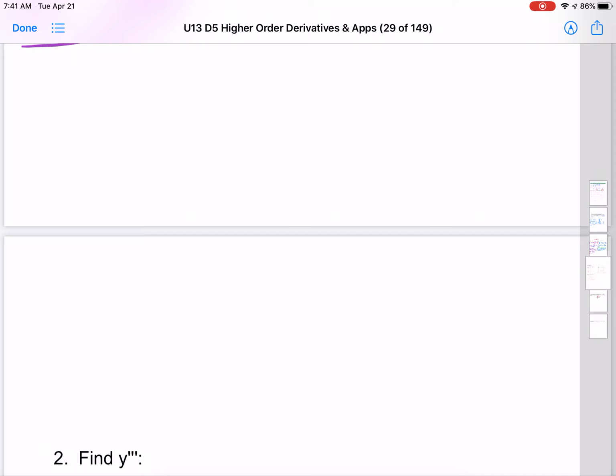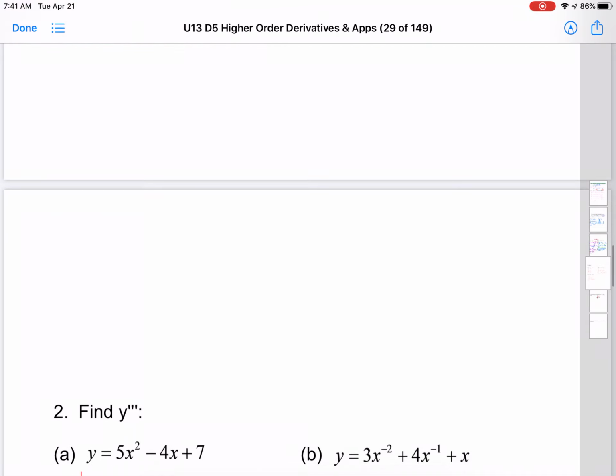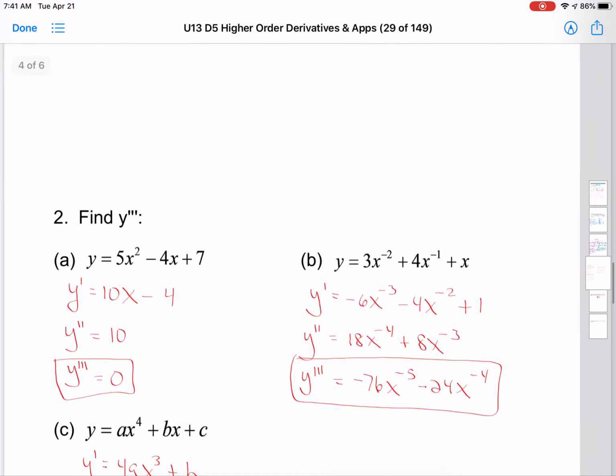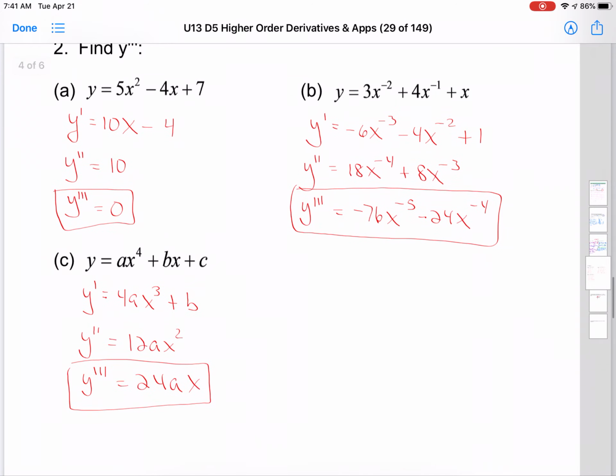So I did all three of these, so you guys go ahead and pause and try. There they are. And see how you do. All right, so check it out, see if you got those right.